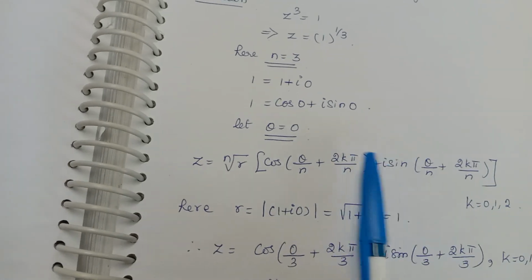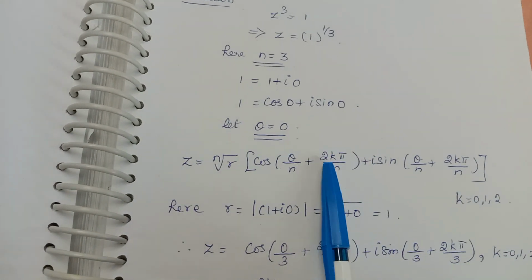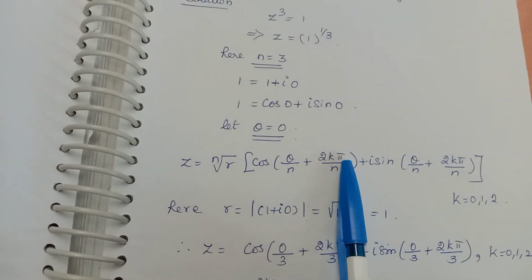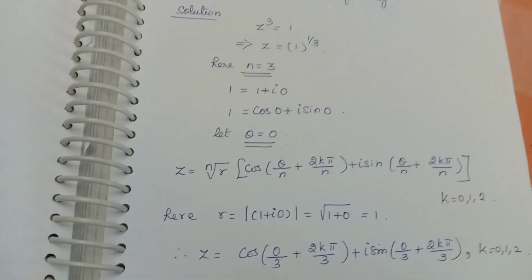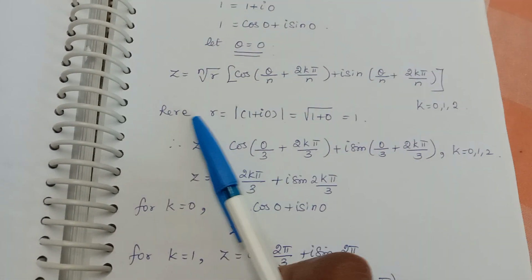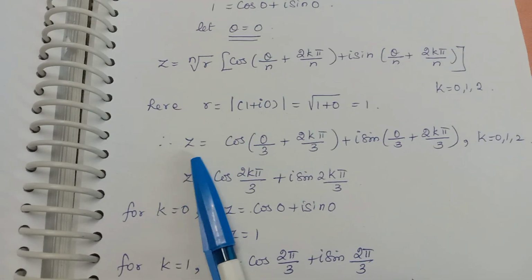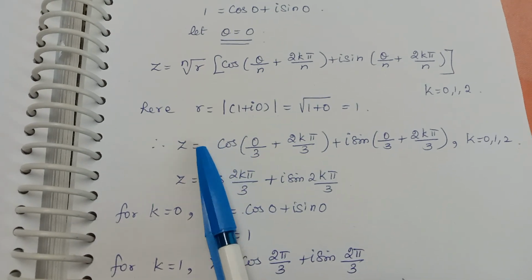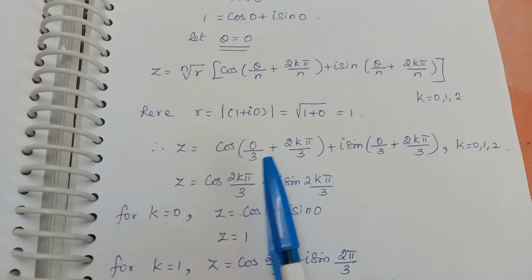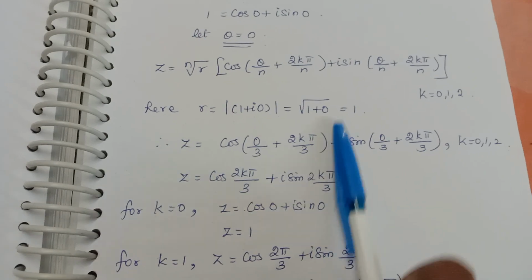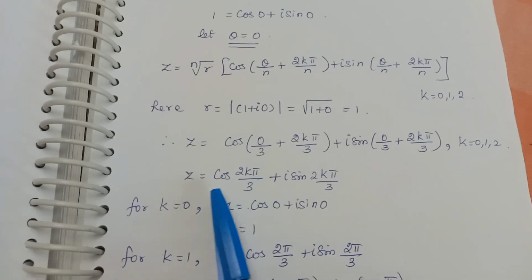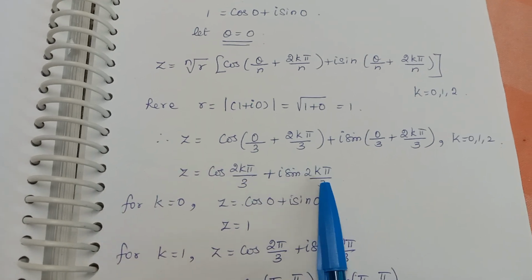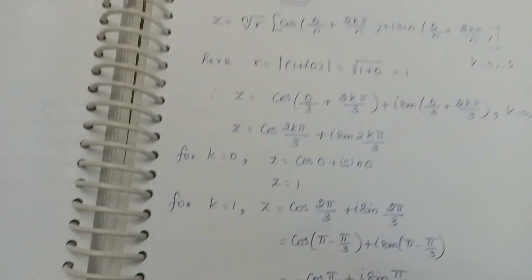So for k equal to 0, it will give the first root. For k equal to 1, it will give the second root. For k equal to 2, it will give the third root. Because this is a third degree polynomial, no? So it will have what? 3 roots. So now let's substitute all the values in this equation. So z equal to, r is 1, no? So I didn't write it here. Cos of (0 by 3 plus 2k pi by 3) plus i sin of (0 by 3 plus 2k pi by 3). So this is 0, no? So simply cos 2k pi by 3 plus i sin 2k pi by 3, where k is 0, 1 and 2.